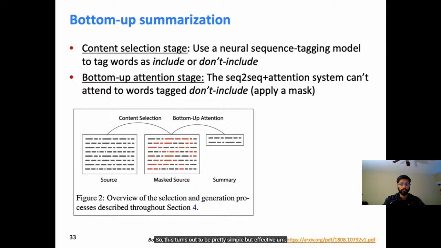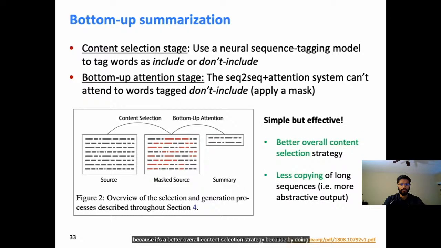This turns out to be pretty simple but effective because it's a better overall content selection strategy. By doing this first content selection stage via sequence tagging, you're doing the selection without also doing the generation at the same time, which turns out to be a better way to make decisions about what to include. And separately, as a great side effect, you have less copying of long sequences in the generation model. Because if you're not allowed to attend to things which you shouldn't be including, then it's hard to copy a really long sequence.